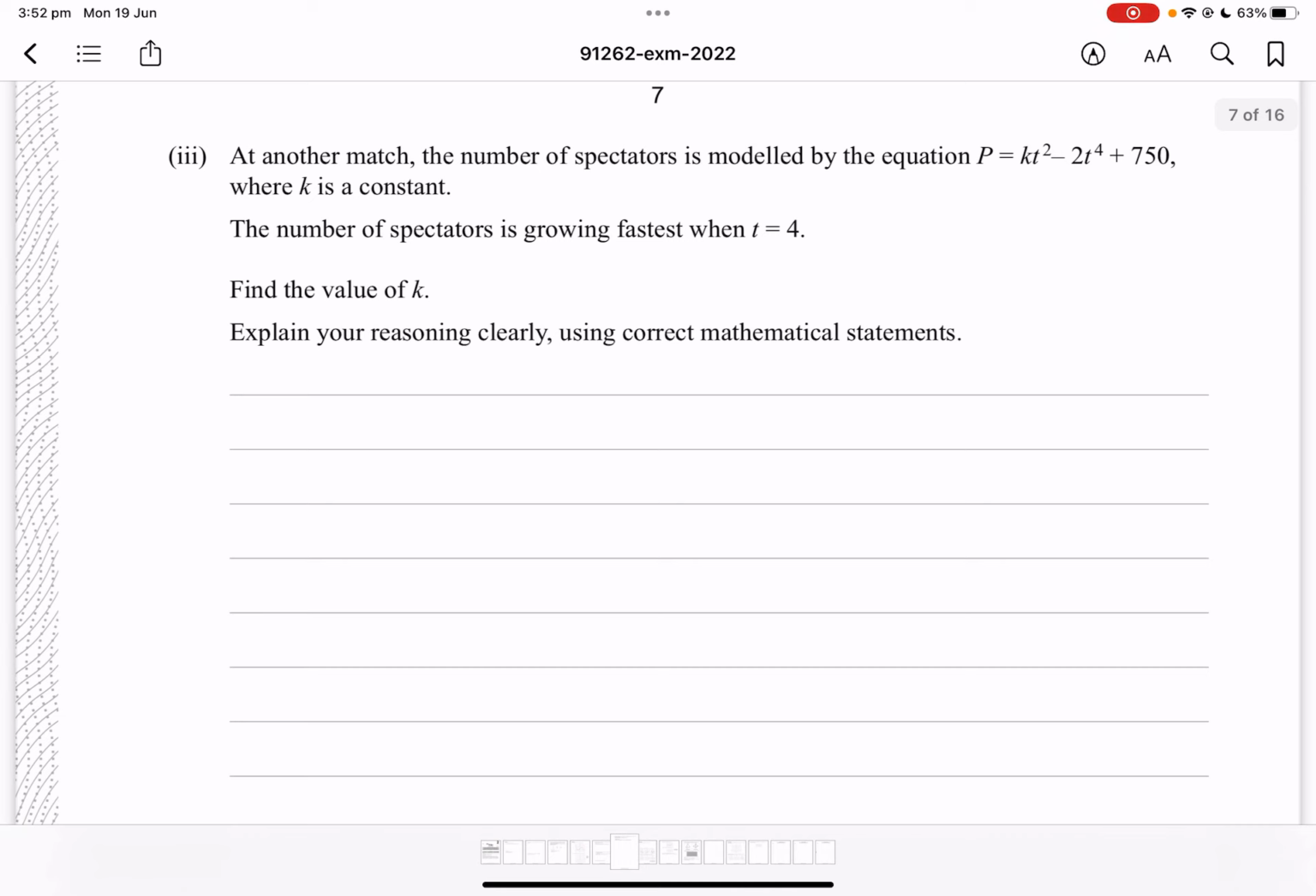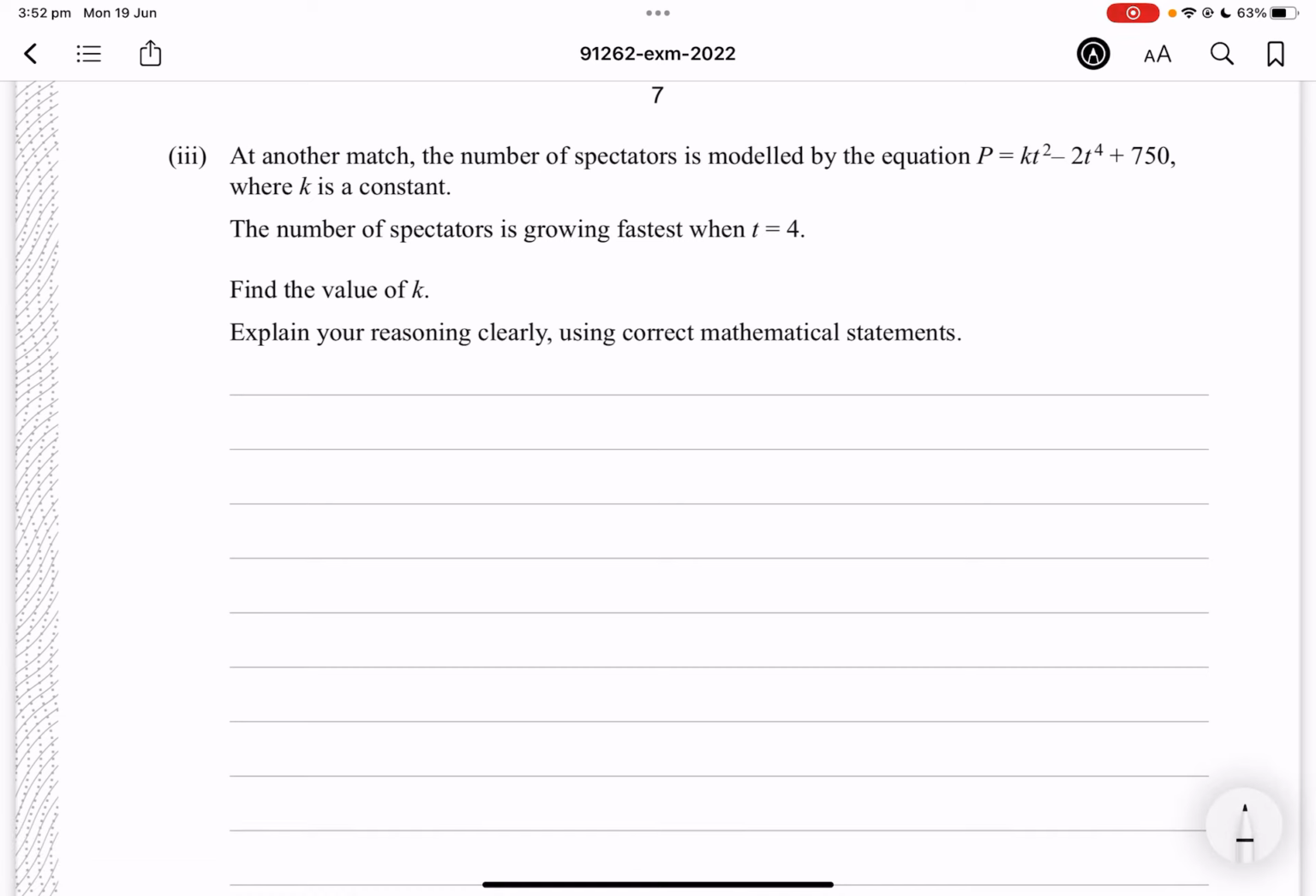Okay, so for this question, we do want to be a little bit careful, since when you look at this question at the start, you might think, oh, okay, we just set p dash equals to 0 and then find the value of k. But please note the exact wording of this question. So the number of spectators is growing the fastest. So that refers to the rate being the fastest, so that refers to the rate of change of the rate. So it's actually the second derivative which we need to make equal to 0, not the first.